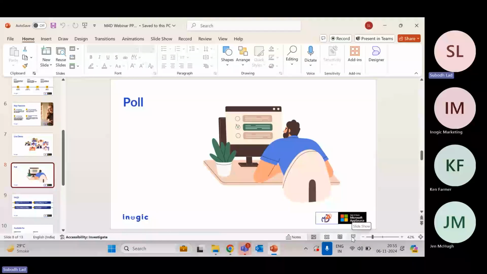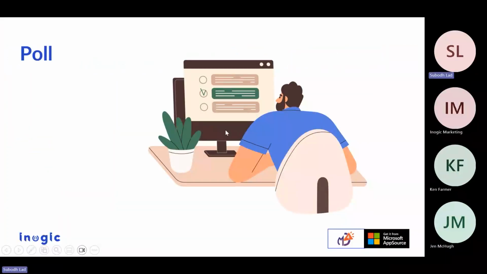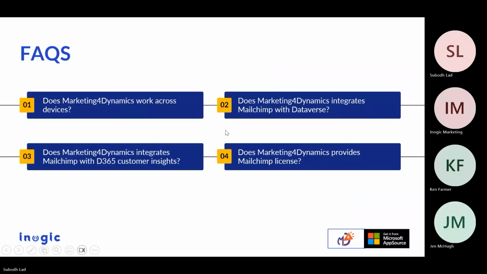Okay, so while you answer those, we'll move ahead to the FAQ section. These are some of the frequently asked questions with regard to Marketing for Dynamics. The first one: does Marketing for Dynamics work across all devices? Yes, it does work across all devices. The only caveat is you have to have your CRM in that. After that, it can work on all of the devices.